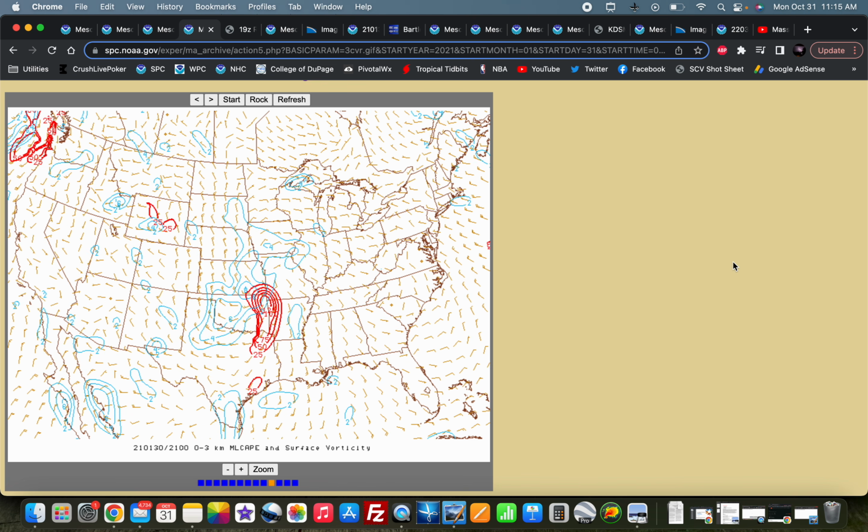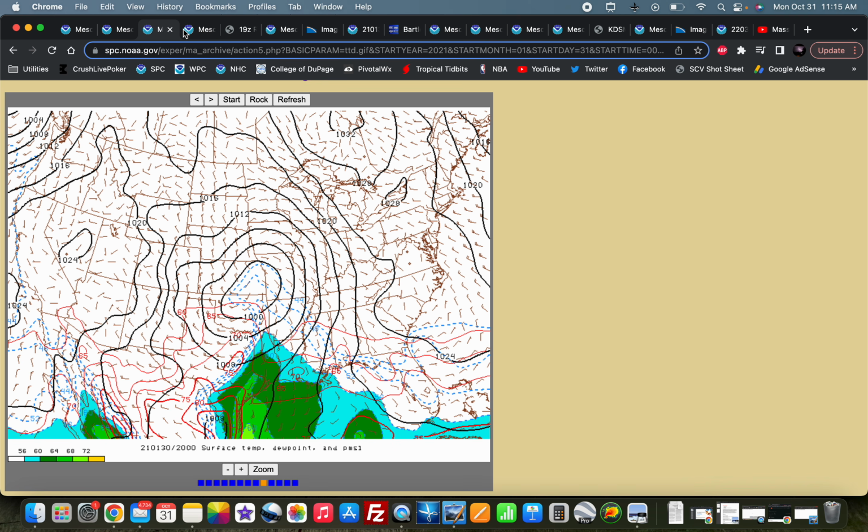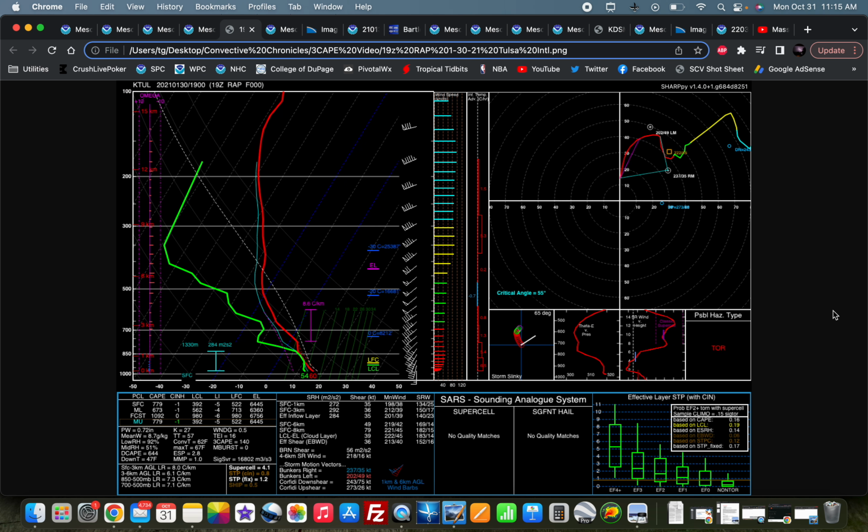So once again here, we'll look at our 3 CAPE, and that's about as textbook of a bullseye as it gets right in there, with some surface vorticity as well. If you were to look at just these few maps, you'd know that this was a very textbook cold core event with that 3 CAPE bullseye there. Proximity sounding from Tulsa, just to the south of the area of interest here.